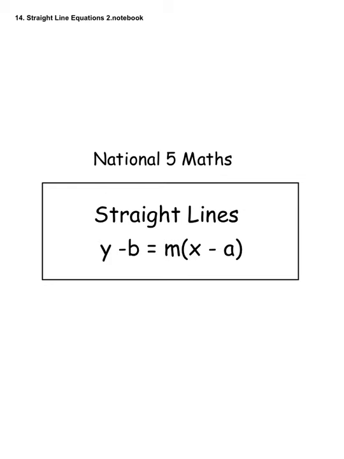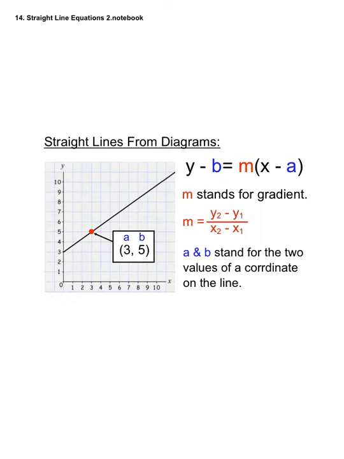Today we're going to talk about more complex straight lines, the ones with the form y minus b is equal to m times x minus a. So when you're dealing with a line that you have to use y minus b equals m times x minus a for, m stands for your gradient, which is y2 minus y1 over x2 minus x1, as it was before. And a and b stand for different parts of the same coordinate that has to be lying on the line.